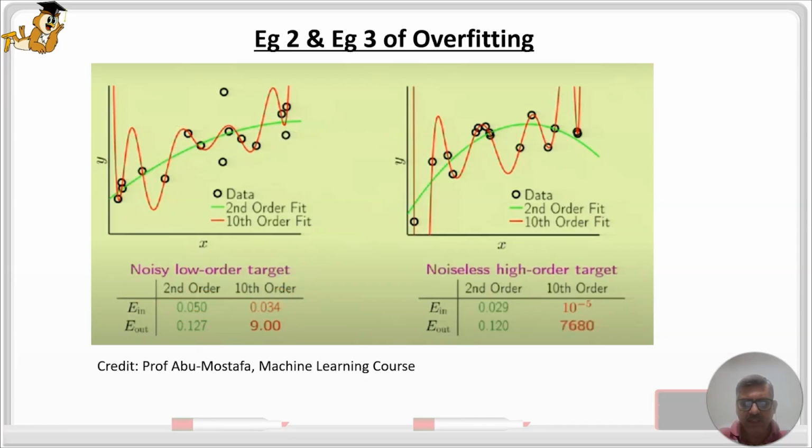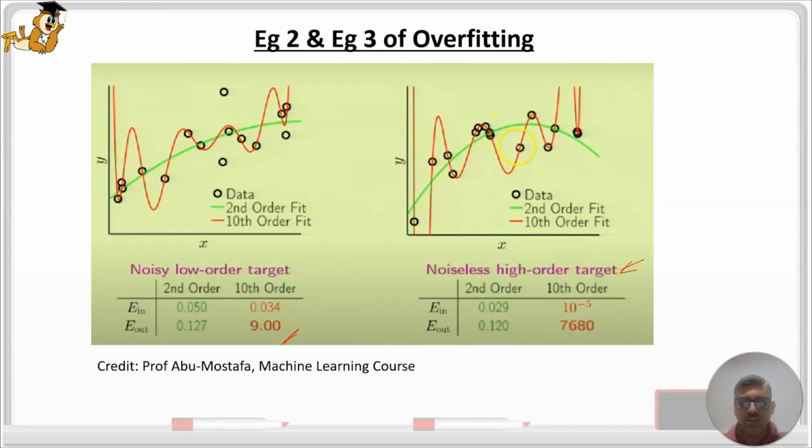You can spend a minute if you like, stop the video over here and go over this diagram once again. So this is what happens when you try to fit a higher order polynomial, and this is what happens with your E out. Now let us take a noiseless high order target.